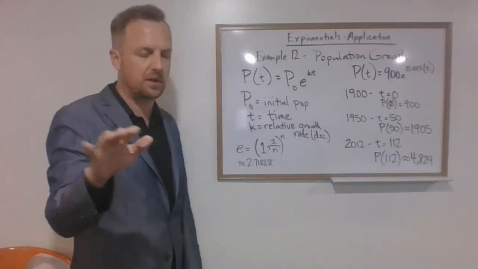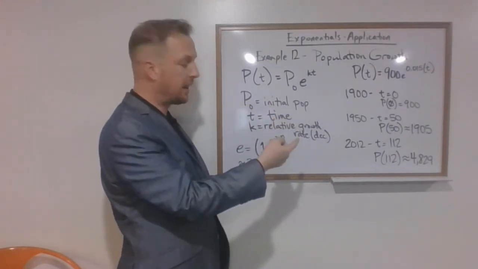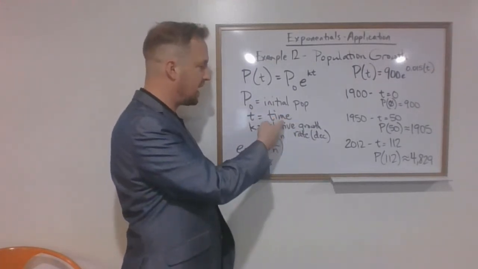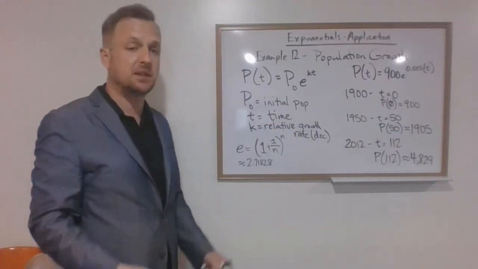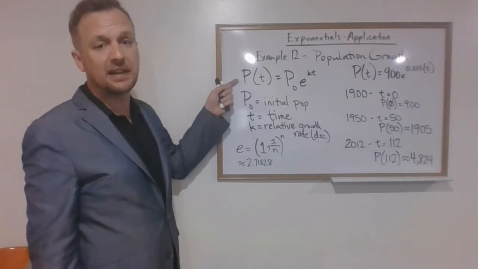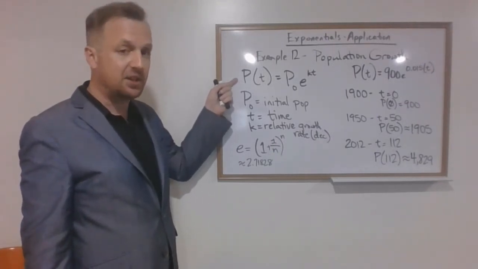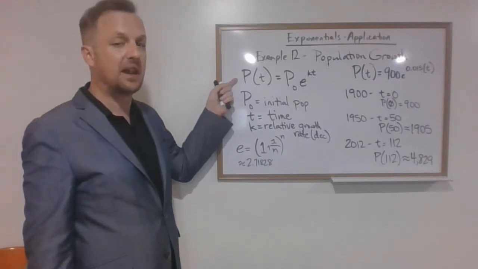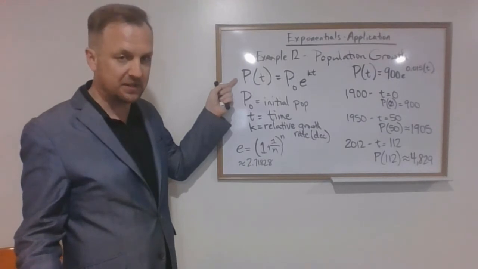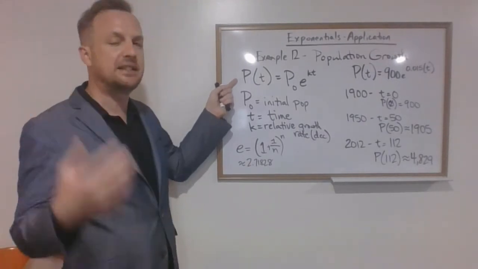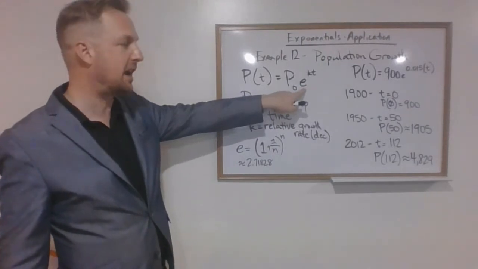Now, don't worry, I'll take you through everything. P sub 0 is whatever our initial population was, t is our time, and k is our relative growth rate stated as a decimal. Now, first thing I want to say is the eagle-eyed among you should recognize that this is essentially the exact same formula as continuous compound interest, just with different variables stated here. But it functions the exact same way. So this is where I want you to understand the power of what e allows us to do.